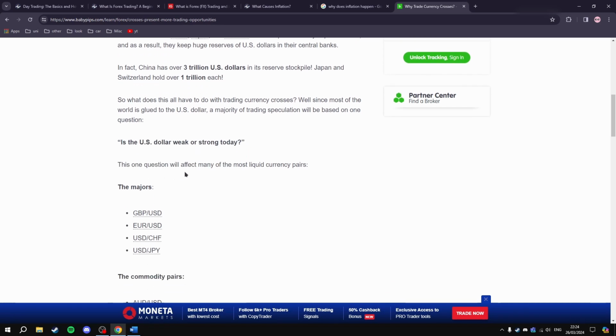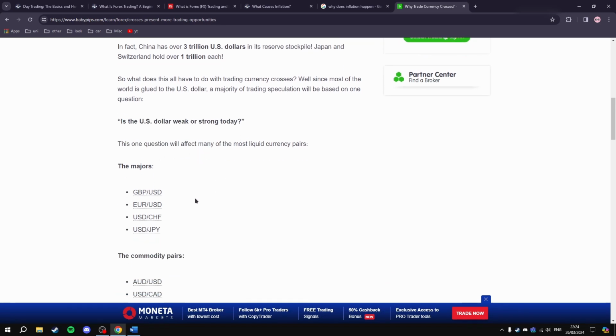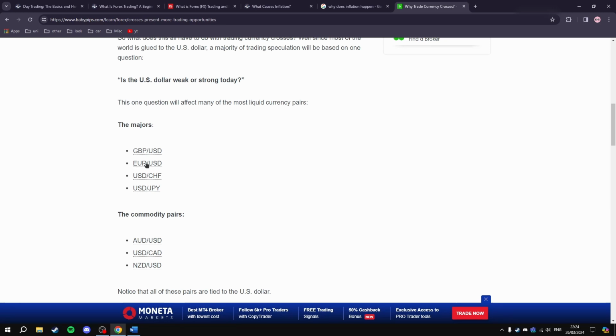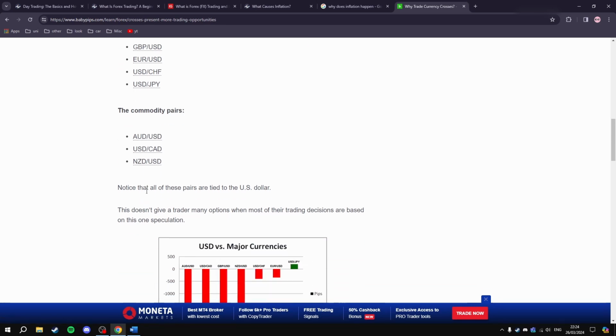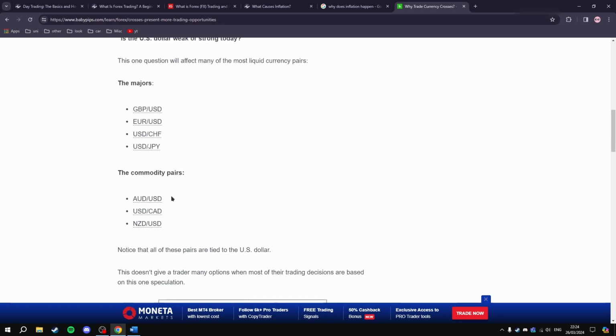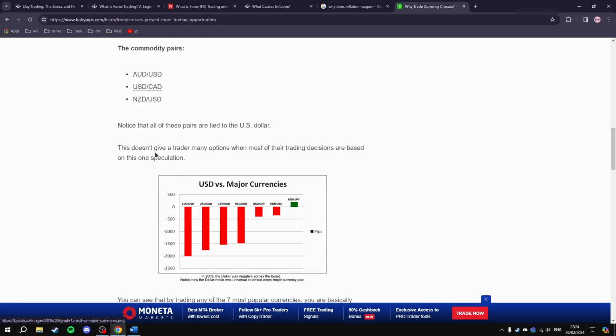This one question will affect many of the most liquid currency pairs, the majors: GBP USD, Euro USD, USD CHF, USD JPY, the commodity pairs AUD USD, USD CAD, and NZD USD. Notice that all these pairs are tied to the US dollar. This doesn't give the trader many options when most of their trading decisions are based on this one speculation.